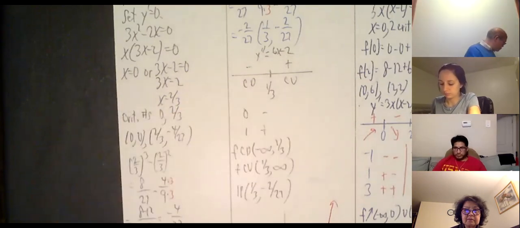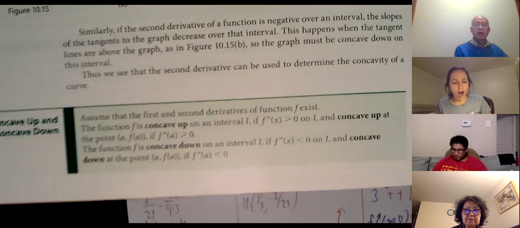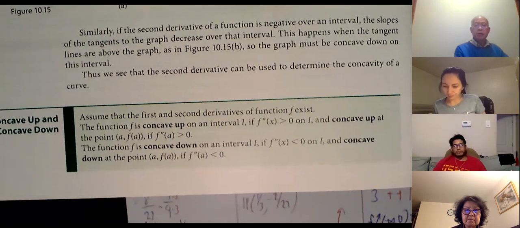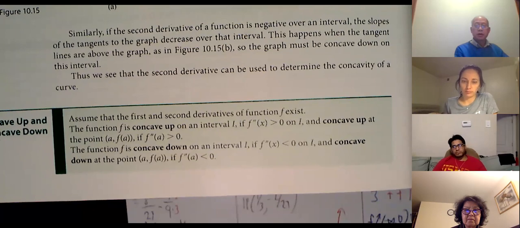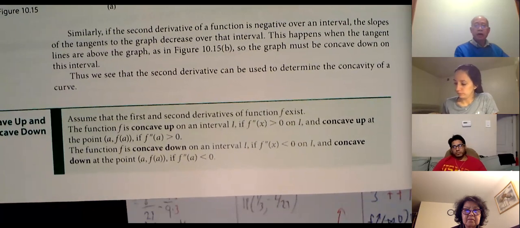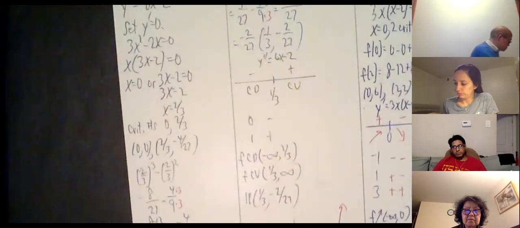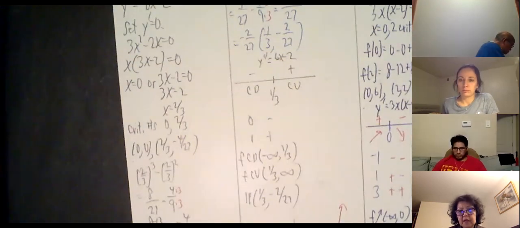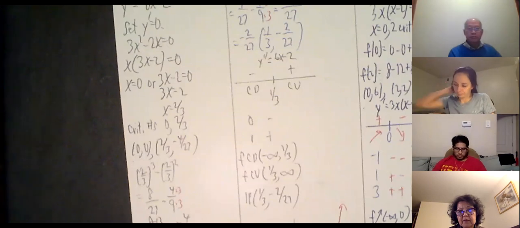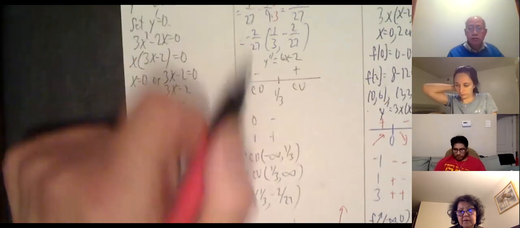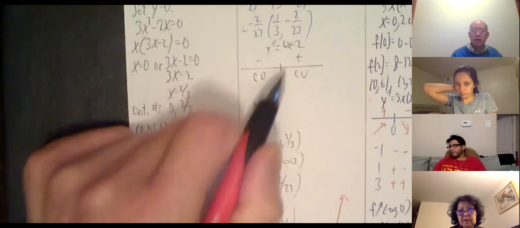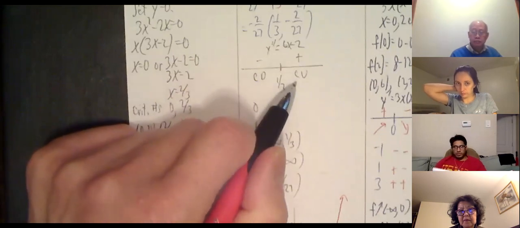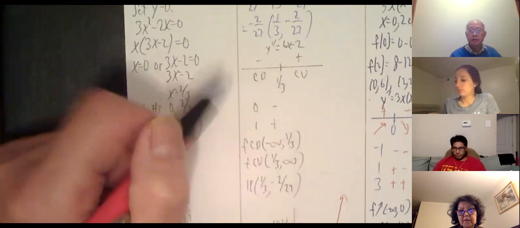All right, I'll show that to you again in the book. Page 644 at the bottom here. Concave up, f double prime greater than 0. Concave down, f double prime less than 0. So here we go. I'm doing the second derivative. Negative means concave down. Positive means concave up. Put that on your next cheat sheet for the next test.